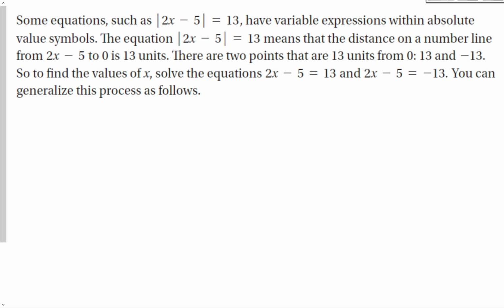Some equations, such as the absolute value of 2x minus 5 is equal to 13, have variable expressions within absolute value symbols. The equation, absolute value 2x minus 5 is equal to 13, means that the distance on a number line from 2x minus 5 to 0 is 13 units. There are 2 points that are 13 units from 0, 13 and -13. So this is the same thing. We're going to solve this equation for the first point and the second point.